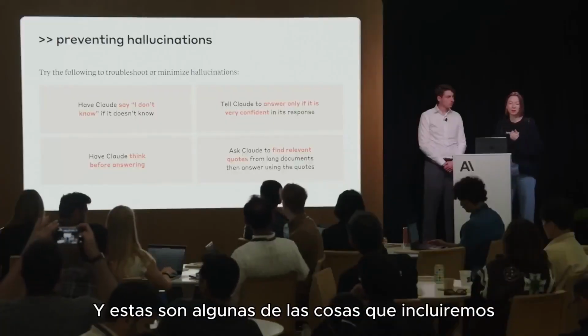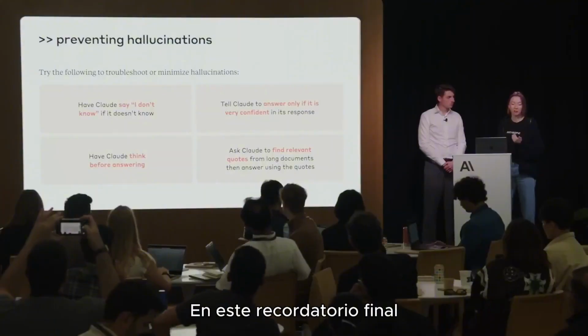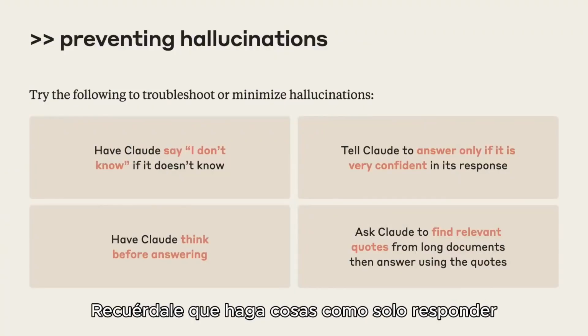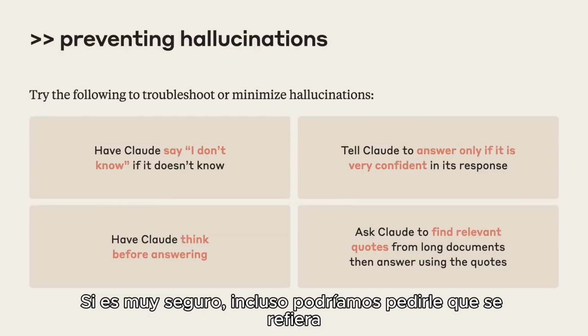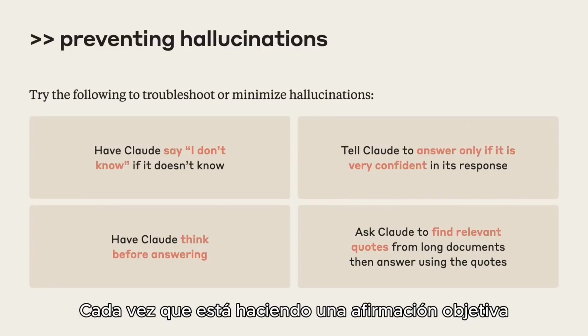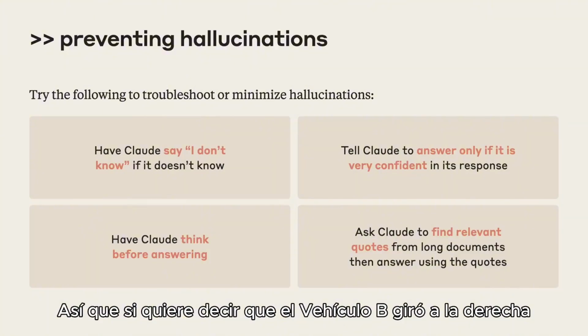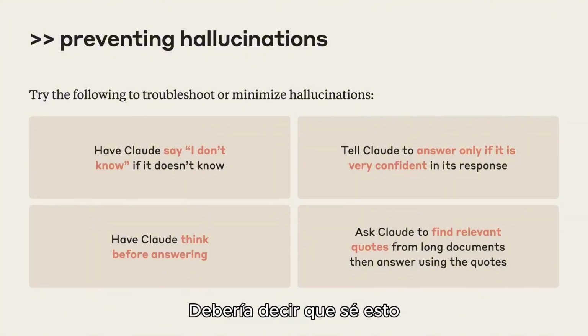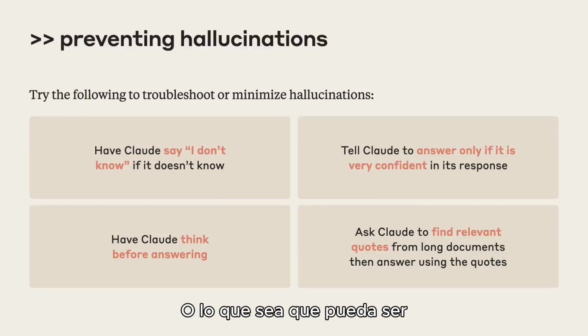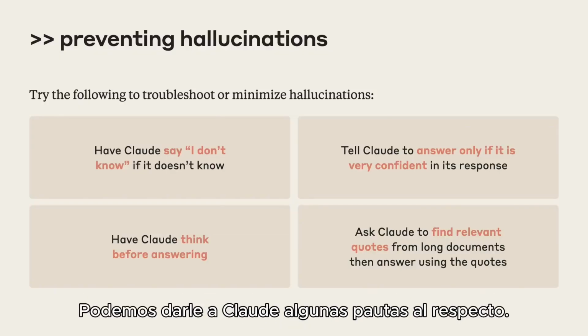And so these are some of the things we'll include in this final reminder and wrap-up step for Claude. Remind it to do things like answer only if it's very confident. We could even ask it to refer back to what it has seen in the form anytime it's making a factual claim. So if it wants to say vehicle B turned right, it should say, I know this based on the fact that box 2 is clearly checked, or whatever it might be. We can give Claude some guidelines about that.